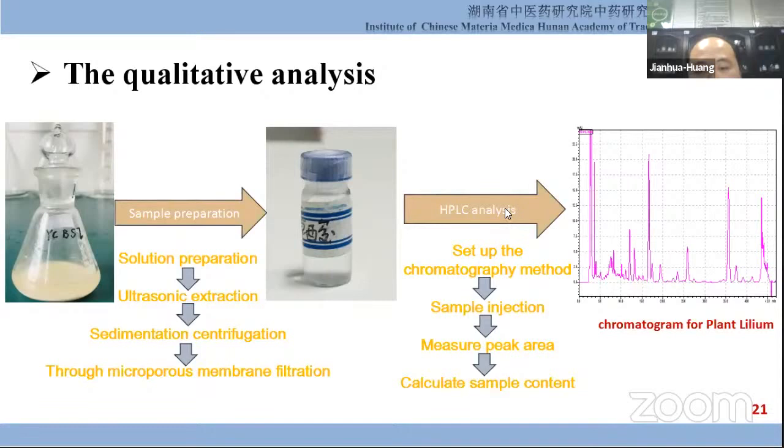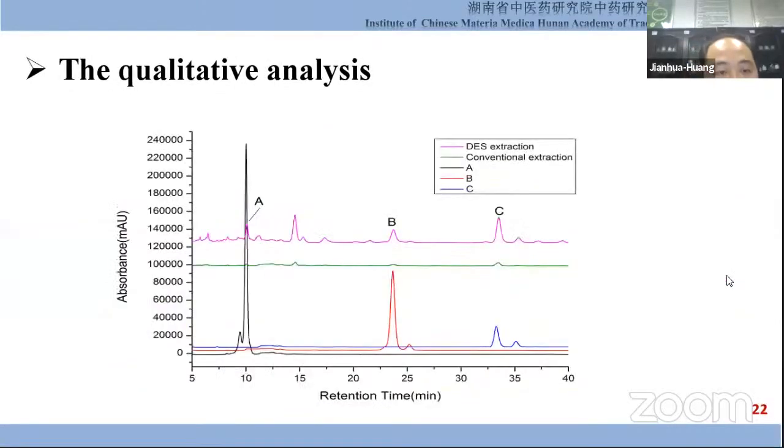Normally for the HPLC analysis, what we need to do is set up the chromatography method, and also the samples will be injected into the system. Then we will get this chromatogram for the plant. This is using lily as an example. This is for step 2. For step 3, we can get all the compounds, all the chromatograms together.